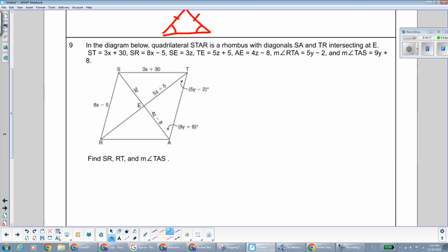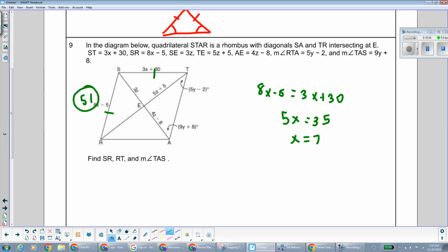This question is challenging. It uses a lot of different rhombus properties. I think it uses all of the rhombus properties, in fact. So first, let's start with x, because x is on the sides, and because x comes first in the alphabet. A rhombus is equilateral. So that means consecutive sides are congruent because all the sides are congruent. So 8x minus 5 is equal to 3x plus 30. So we have 5x equals 35. We have x is equal to 7. So if I plug in for SR, I have 8 times 7, that's 56, minus 5 is 51.